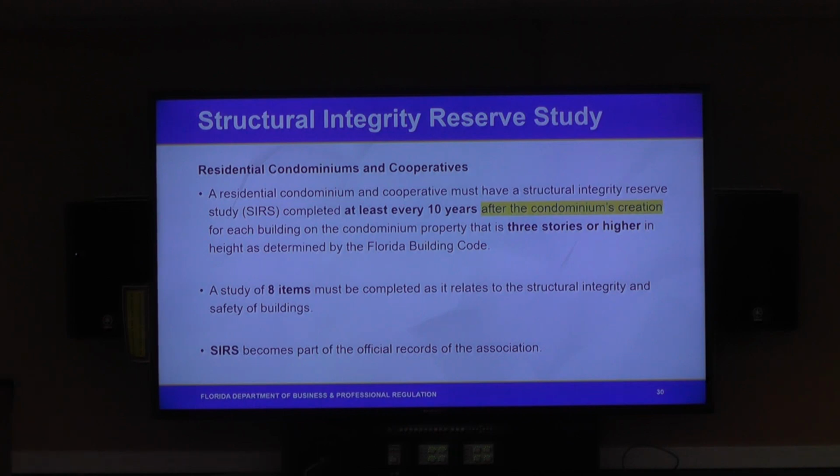And now the structural integrity reserve study. When must a residential condo have a structural integrity reserve study completed? At least every 10 years after the condo creation, for each building that is 3-story or higher in height, as determined by the Florida Building Code. The study of items must be completed as related to the structural integrity and safety of the building. The study becomes part of the official record and must be maintained for 15 years. So you know all the items, right?